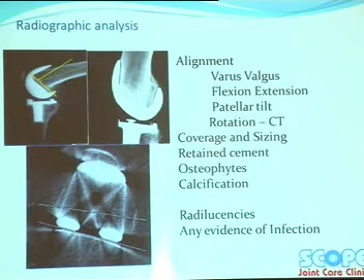Radiological analysis is important to see whether our components are in proper position and proper alignment, whether we need to change them or we are going to accept them. CT scan is imperative in judging the role of femoral rotation, because it's very difficult to judge femoral rotation beforehand. CT scan gives you a good idea about whether the femur is wrong and whether we are going to revise it or not.